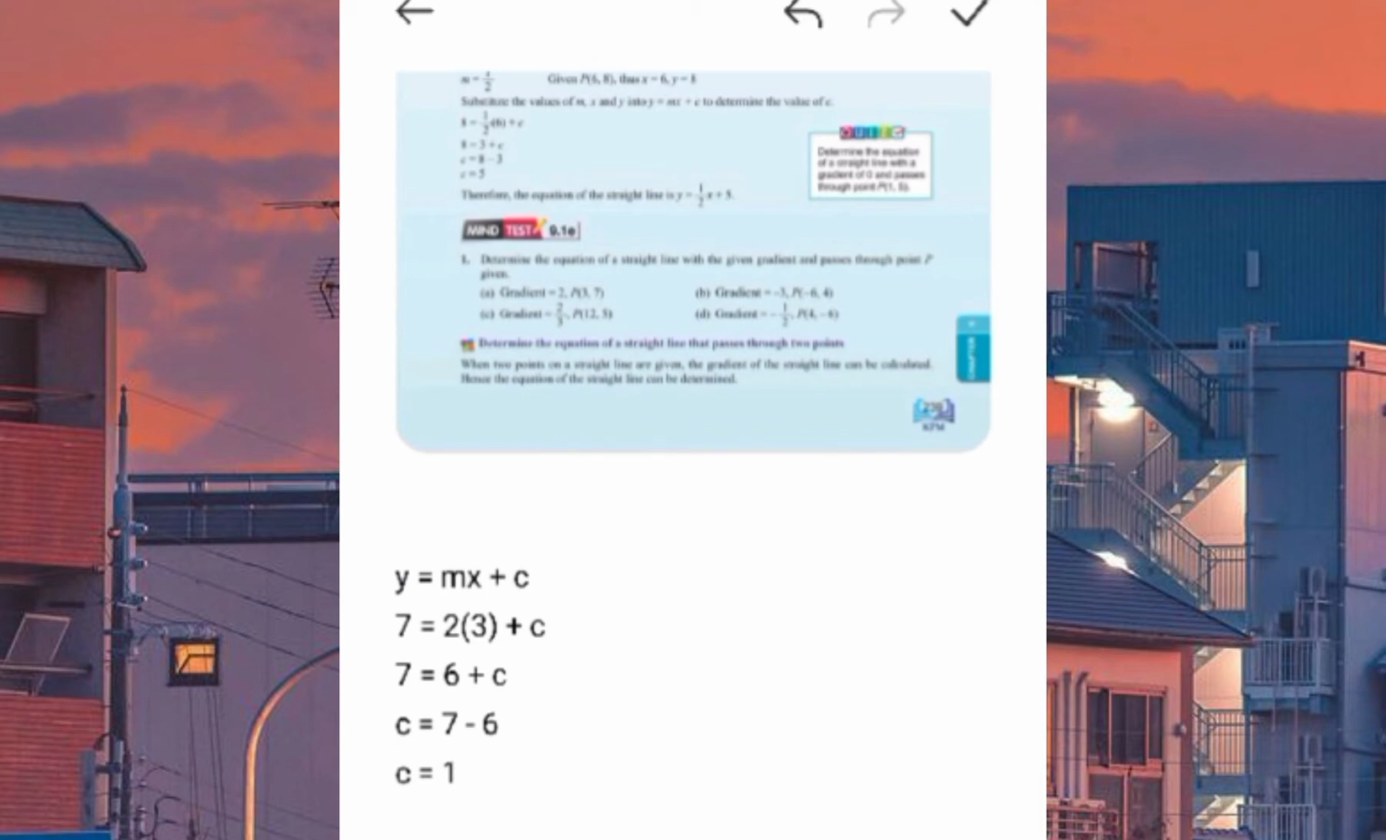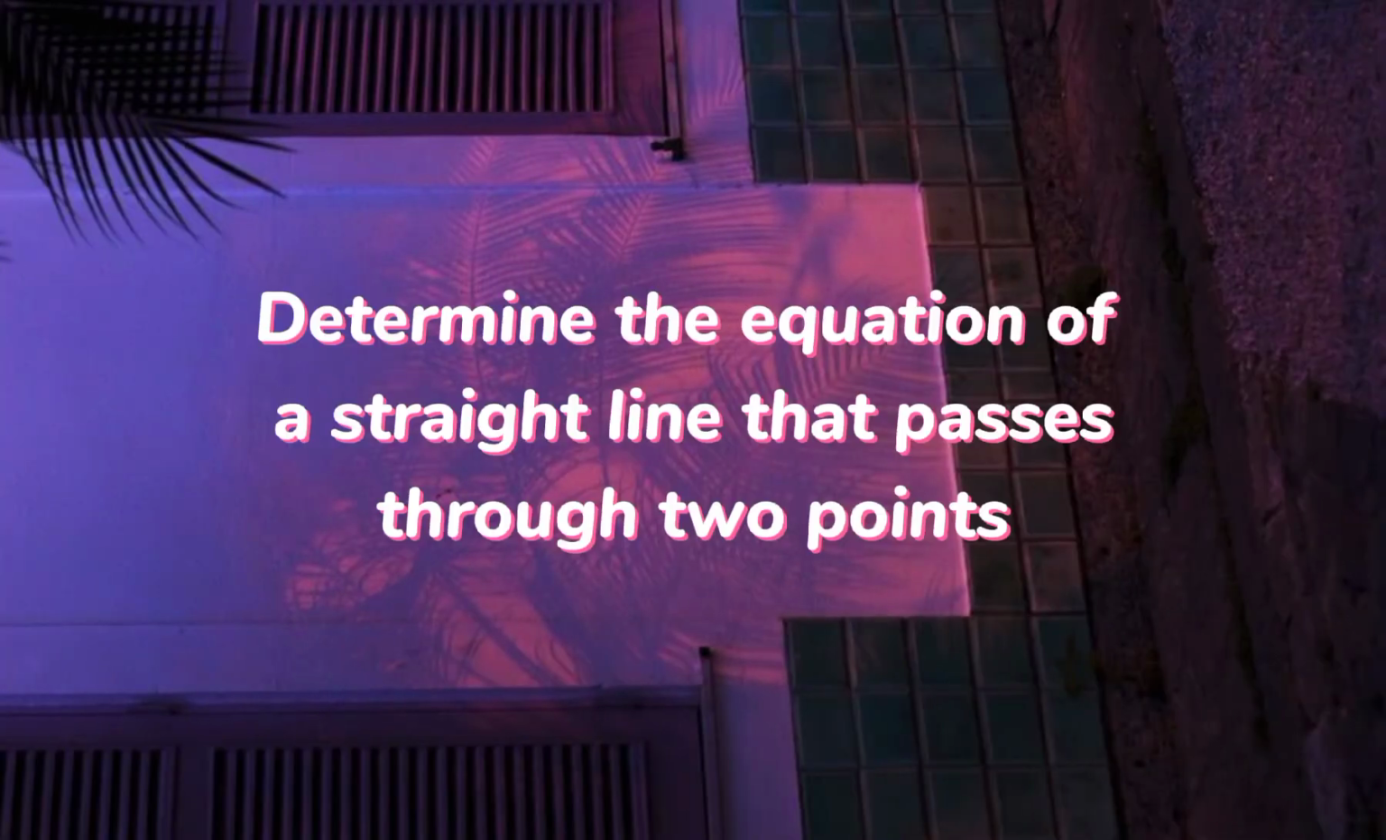When we got this c, we can write the answer in equation form. So y = mx + c. Then substitute. y = 2x + 1. So that is the answer. y = 2x + 1.